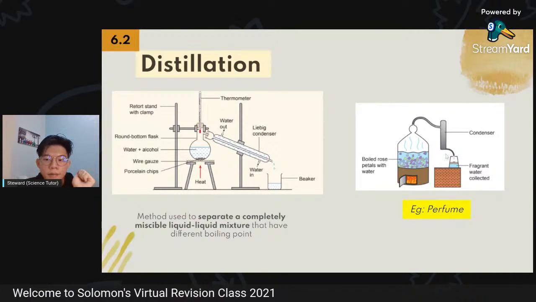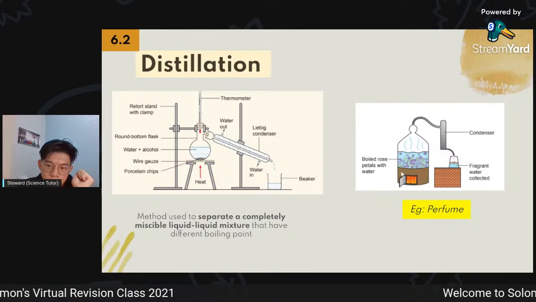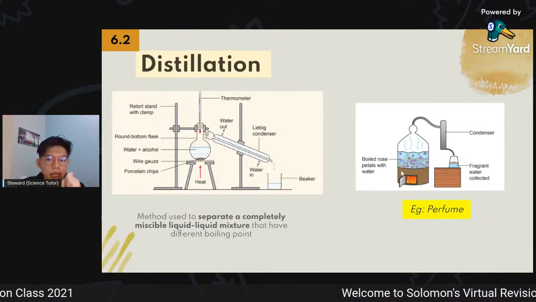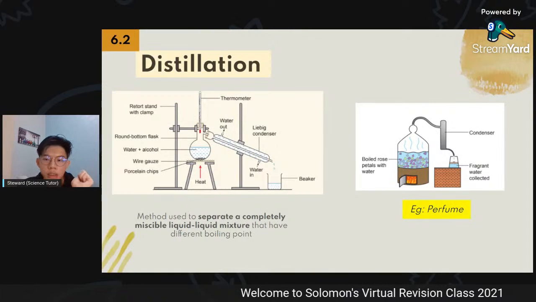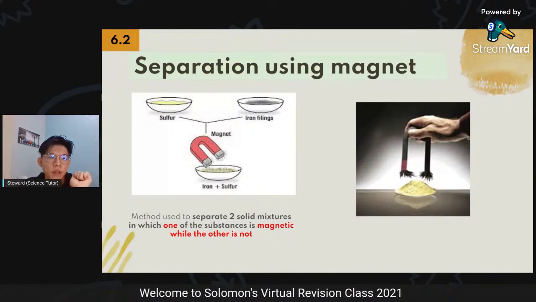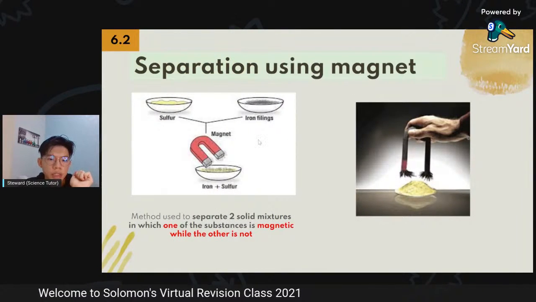Faham? Kalau kita nak perfume saja, kita just letak api ni dalam 60 degree sahaja. Jangan letak sampai 100 degree, nanti air keluar pula. Okay. So next we got a separation using magnet.